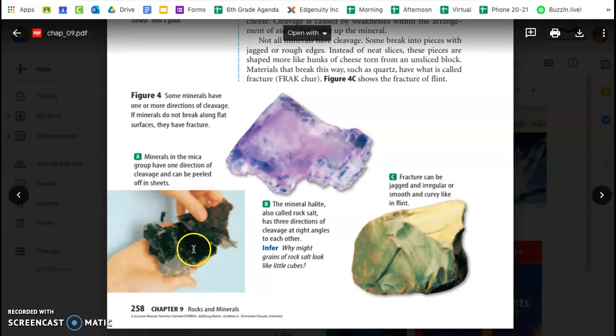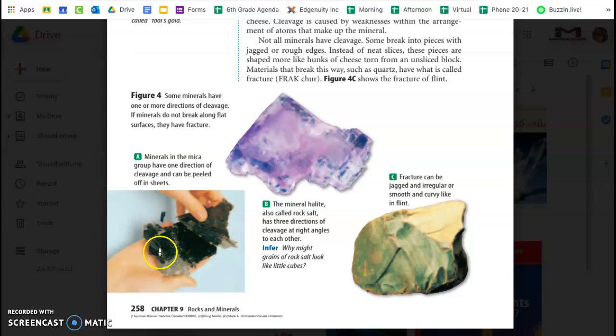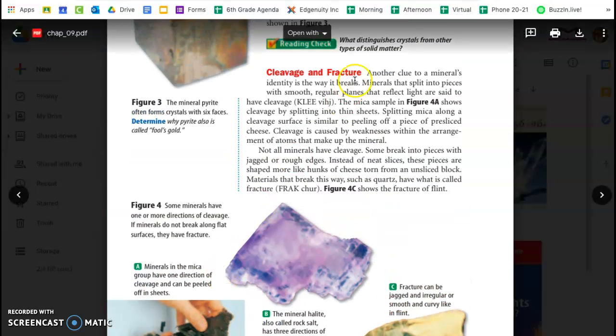Now I want to come back over to the mica. You can see that the mica is breaking in smooth, flat surfaces in one direction. But if we go around the edge of the mica, it has a very rough or jagged breakage pattern. So the mica actually has fracture around the edges, and it just has perfect cleavage in one direction. So again, how a mineral naturally breaks is described as either cleavage or fracture.